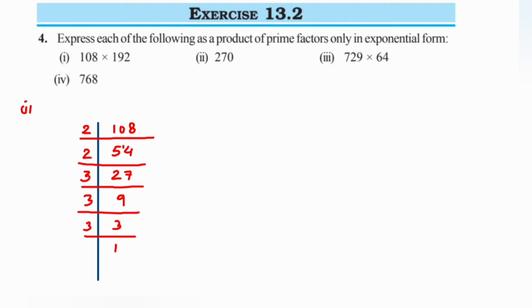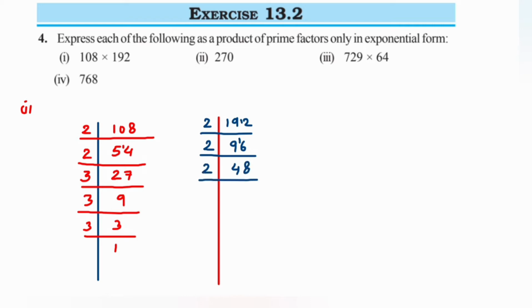Now the next number, we have 192. 192 is again an even number, we'll start from 2. So 2 9s are 18, 1 is a remainder, so 2 6s are 12. Then 2 4s are 8, 1 is a remainder, so 2 8s are 16. Then again 2, it's an even number, 48, so 2 2s are 4, 2 4s are 8. And again 2 12s are 24, and then 2 6s are 12, and then 2 3s are 6, and then we'll get 3 1s are 3.